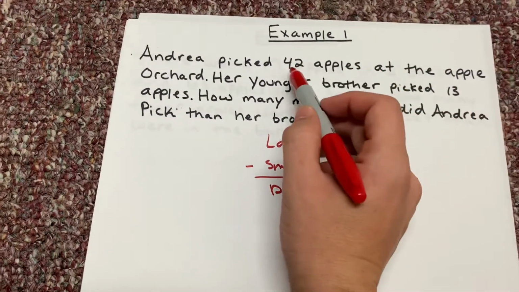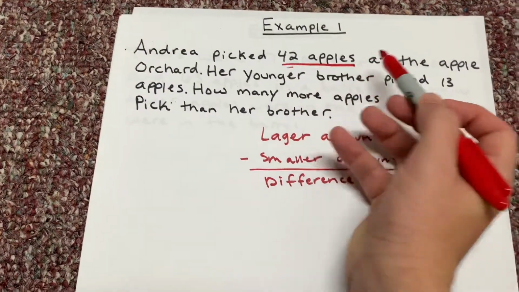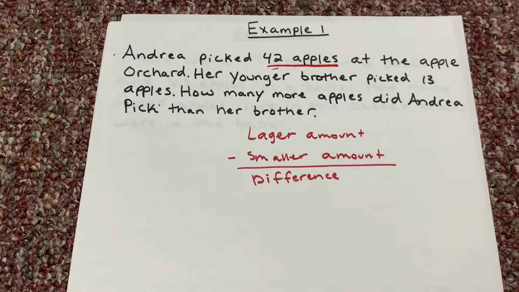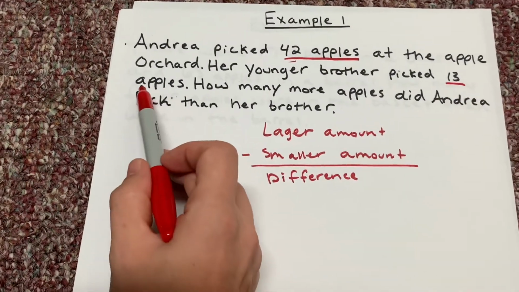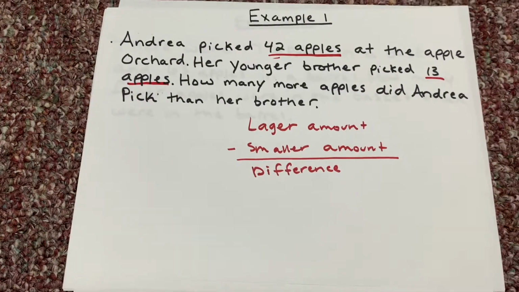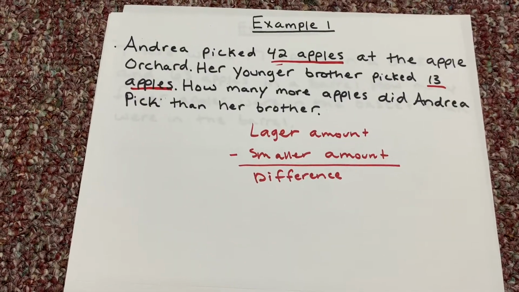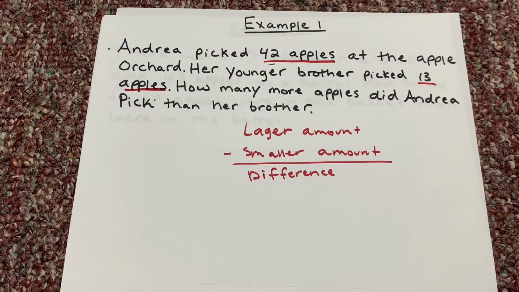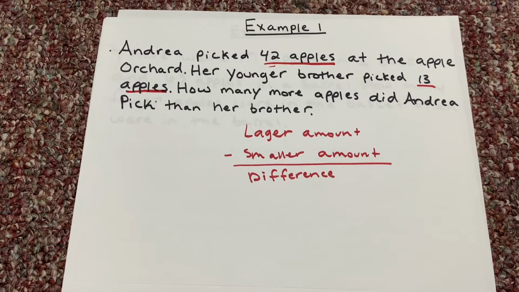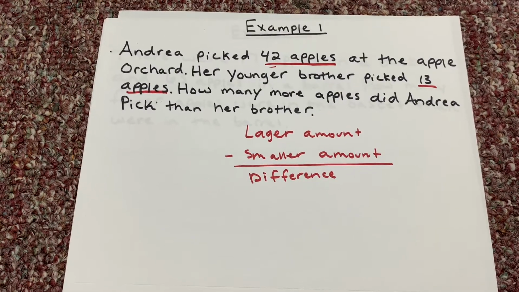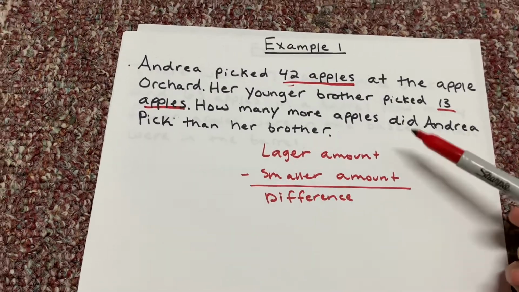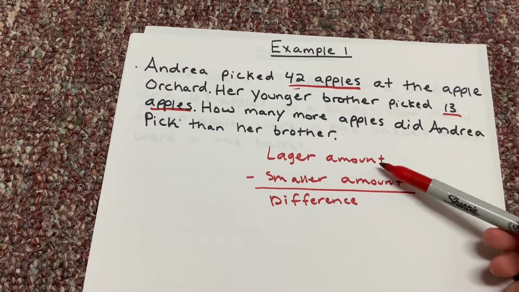So here we have 42 apples. Then we want to find our smaller amount, which is 13 apples. So now to find the difference, because it asks us, Andrea picked 42 apples at the apple orchard. Her younger brother picked 13 apples. How many more apples did Andrea pick than her brother?